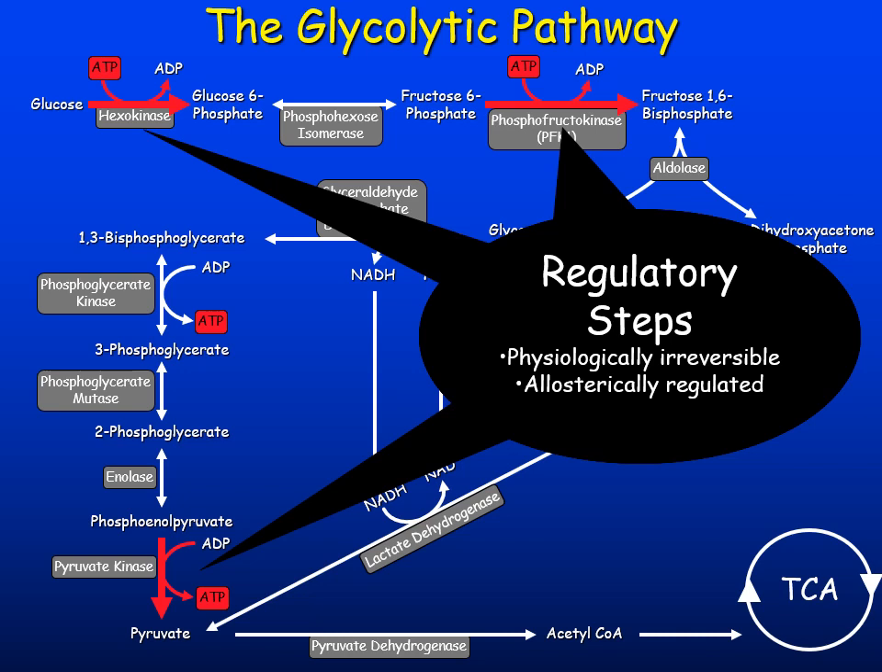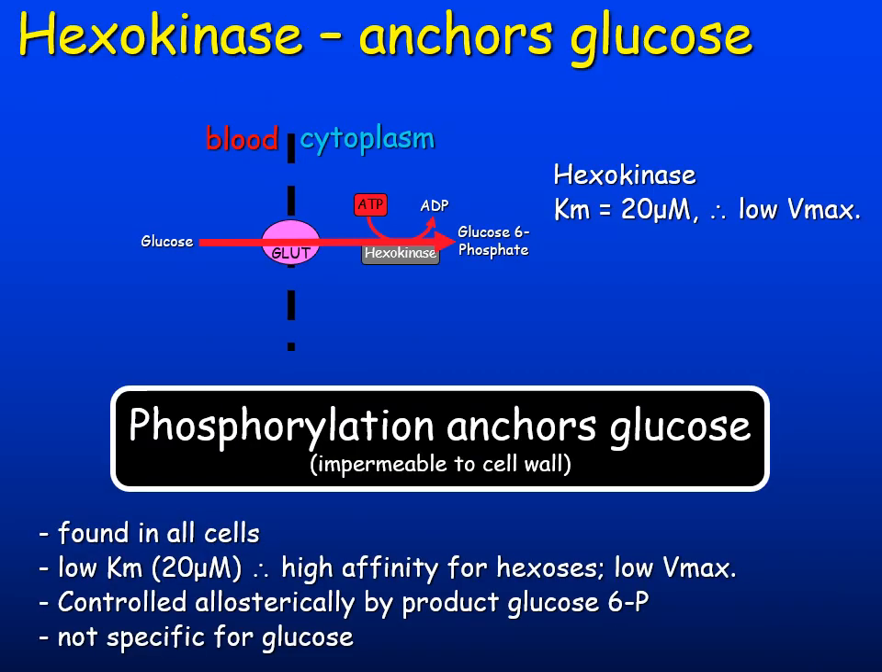And these steps are also allosterically regulated. Now, can you remember what allosteric regulation was? That's where you've got an effector molecule that binds to an enzyme to affect its rate, and it binds somewhere other than its active site. So the allosteric regulation is occurring at these physiologically irreversible steps, and that makes really quite good sense. Okay, so let's have a look at what regulates those 3 steps, starting with hexokinase.